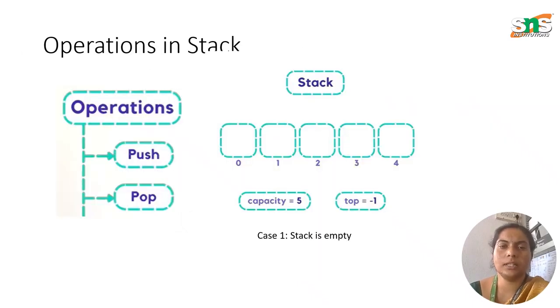The operations performed on stacks are push and pop. Here it is given that the capacity of the stack is 5 and the top is fixed to -1. This shows that the stack is empty, so elements can be inserted into it. The numbers 0, 1, 2, 3, 4 indicate the indices of the stack.